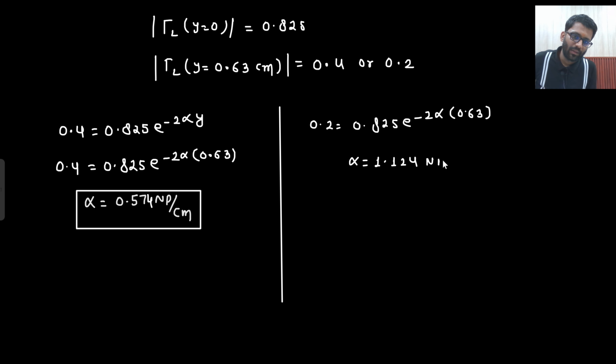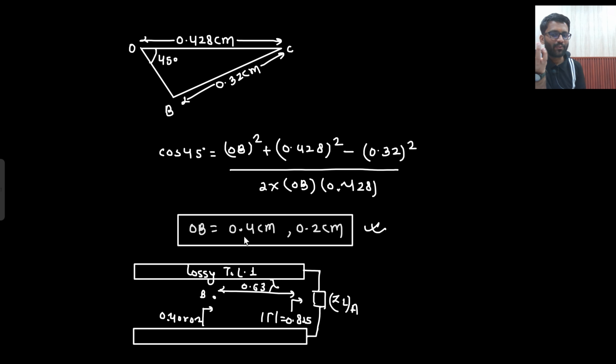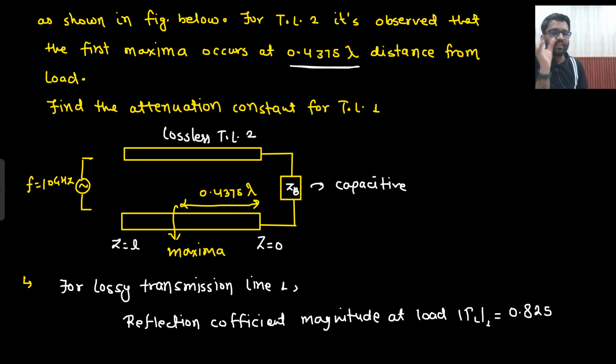1.124 Napier per centimeter. So two possible answers are there. I did not pick the value smartly, but only one possible answer should be there, right? Either this or this. But here we are getting two values of OB because both of the triangles are possible. Certainly this question will not be coming in the examination. Did you understand the motive of taking this question?